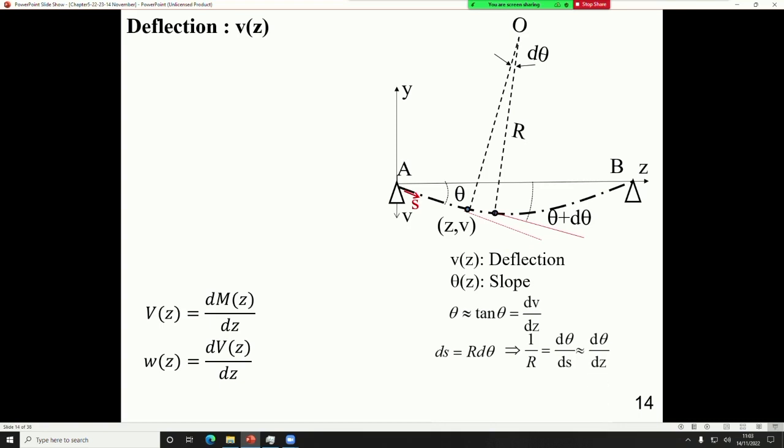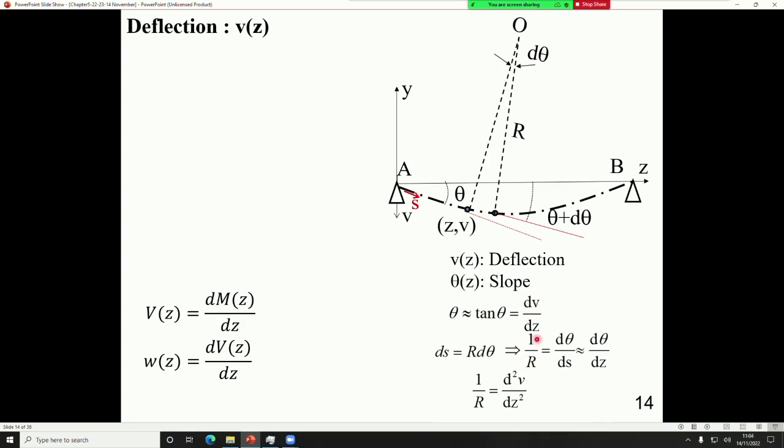Now, if I substitute this equation, I showed you that theta equals dv over dz, therefore I can say 1 over r is equal to the second derivative of deflection with respect to z. Now, this is common knowledge. In books, they don't prove it for you. They just say curvature at each point of a beam subject to bending equals the second derivative of deflection with respect to z.